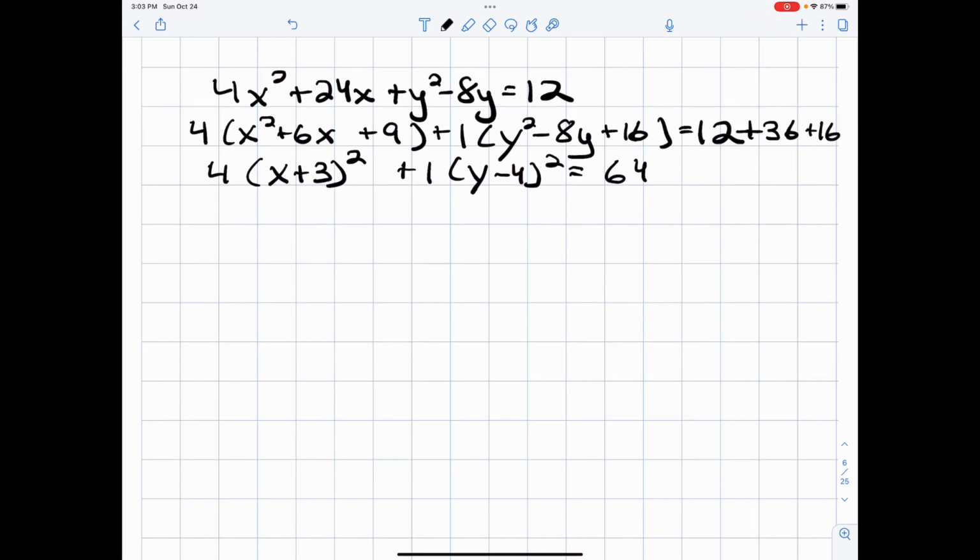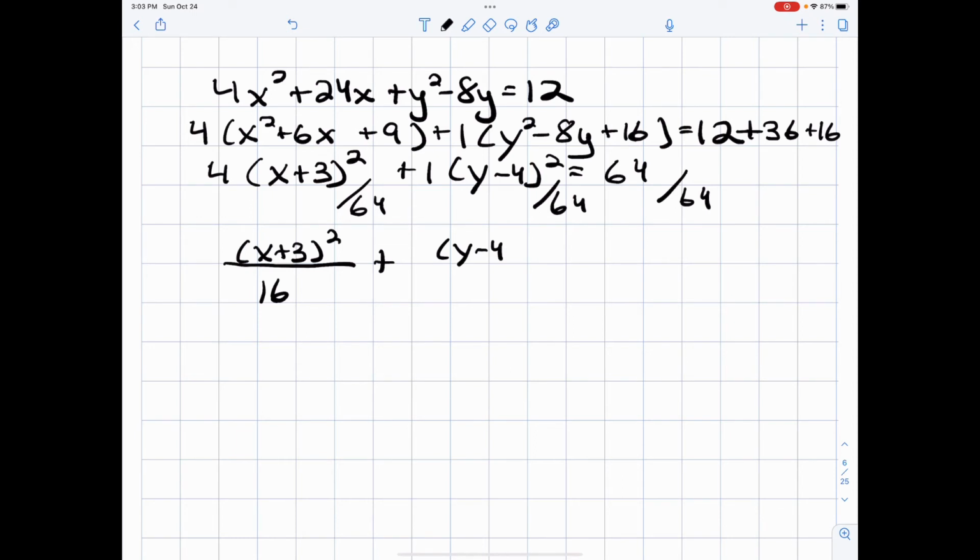So far, so good. And now I'm going to focus on getting that 1 on the right that I need. So I'm going to divide everything through by 64. So I'll have x plus 3 squared over 4 over 64, which reduces down to 16. Then y minus 4 squared over 64, because there's a 1 up there, and then equals 1. Yay!